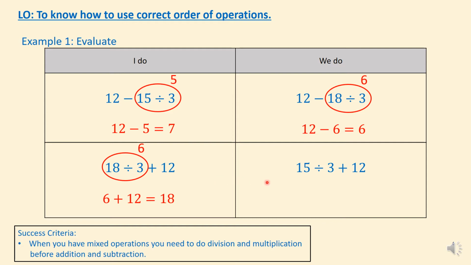Okay, in the video question, again, I have division and addition. So I know that I have to start with division. 15 divided by 3 is 5. Then 5 add 12 is 17. Very well done if you managed to do these right.